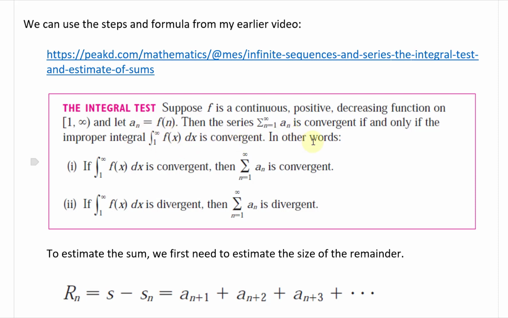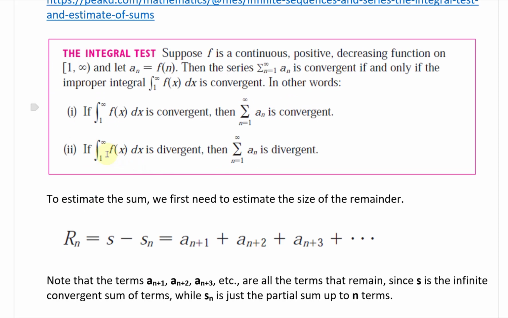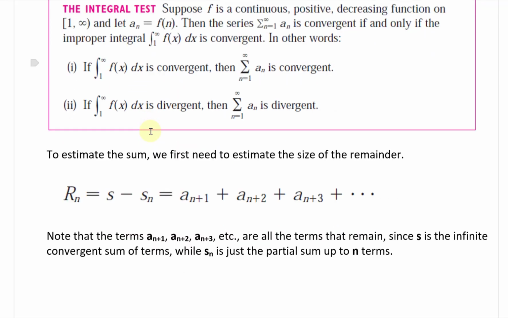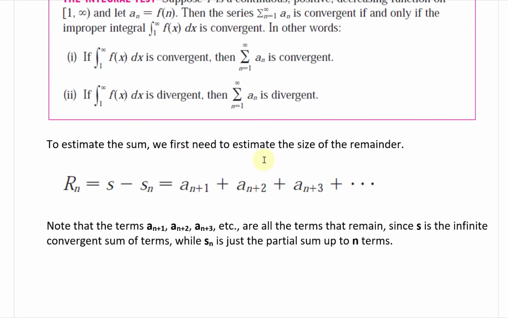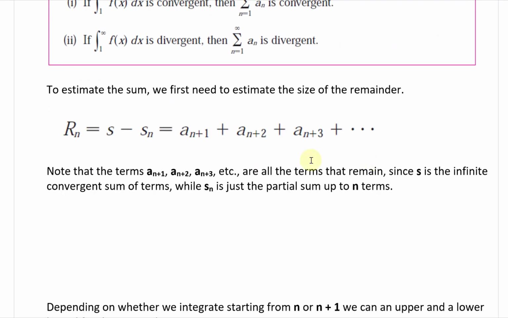In other words, if the integral from 1 to infinity of f(x) dx is convergent, then the series, the summation from n equals 1 to infinity of a_n, is convergent. And likewise, if this integral is divergent, then the series is divergent. Again, this is based on writing a_n as a function f. All right, so to estimate the sum, we first need to estimate the size of the remainder.